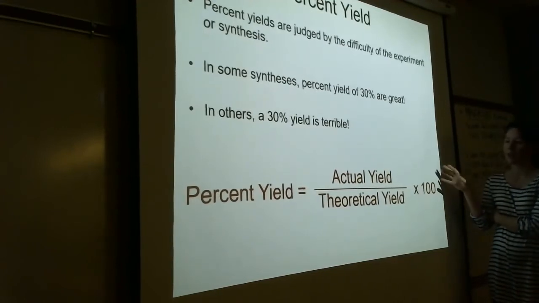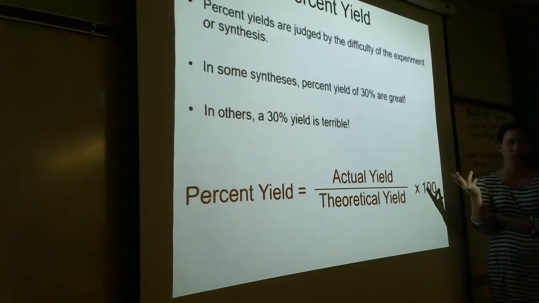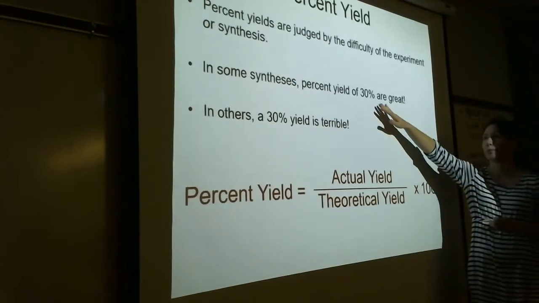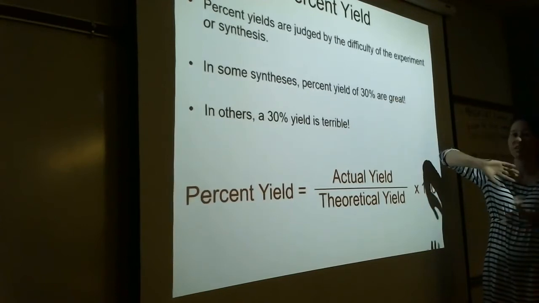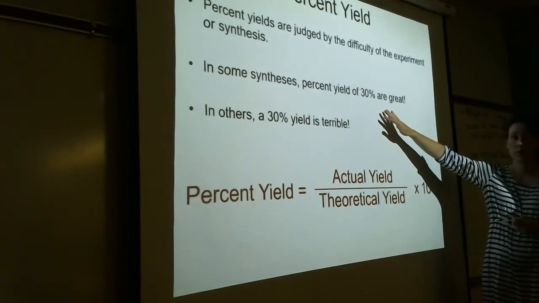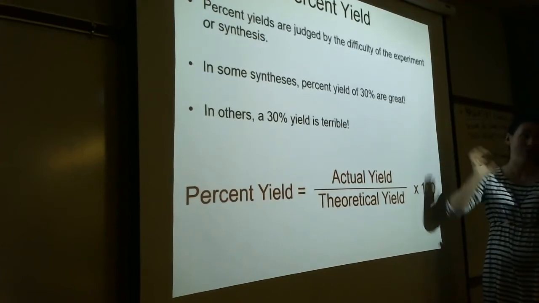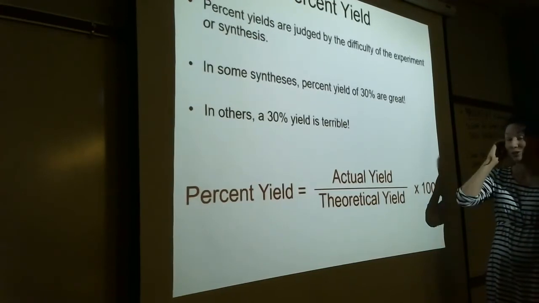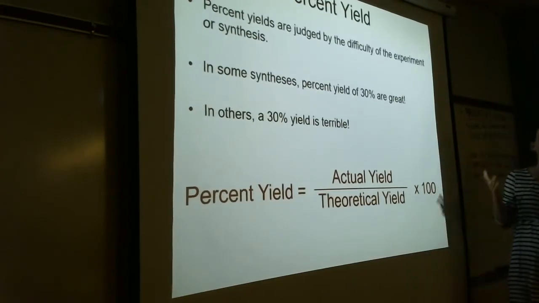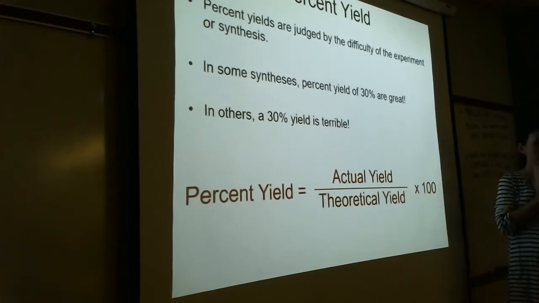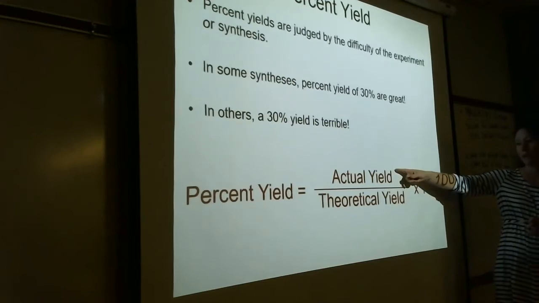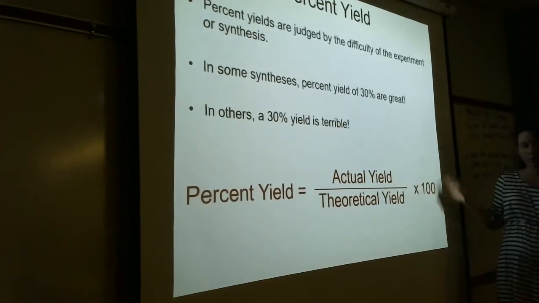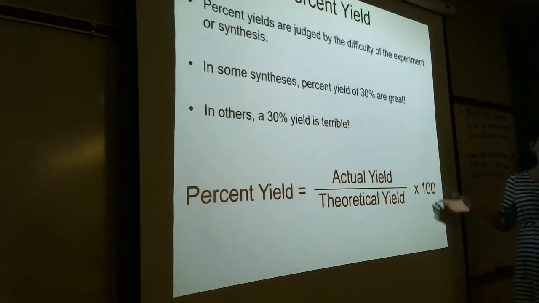The way you gauge percent yield is based on the difficulty of the experiment. If an experiment is really difficult and you get a 30% yield, you're like, woohoo! If your experiment's not that difficult and you get a 30% yield, you're going to get a sad face on your paper. I'm not making you do a crazy experiment; it's pretty straightforward, so your yield should be very good. What should your yield be in a perfect world? 100, because these two numbers would be the same. 90 over 90 would be 1, and 1 times 100 would be 100.